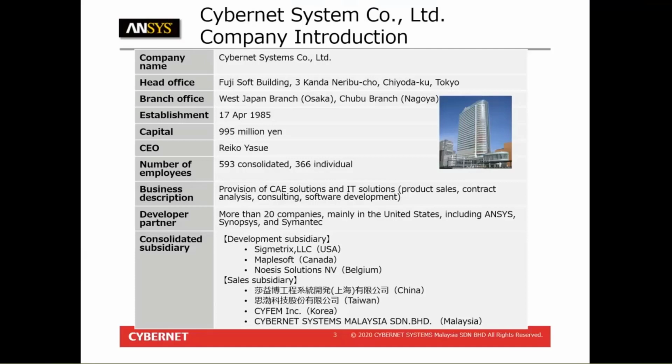We have developer partners, more than 20 companies, mainly in the United States, including ANSYS, Synopsys and Symantec. We also have consolidated subsidiaries of different types: development subsidiaries and sales subsidiaries. Development subsidiaries consist of Symmetrics, Microsoft in Canada, and Oasis Solution NV in Belgium. For the sales subsidiaries, we have CYBERNET located in China, Taiwan, Korea, and also right here in Malaysia.